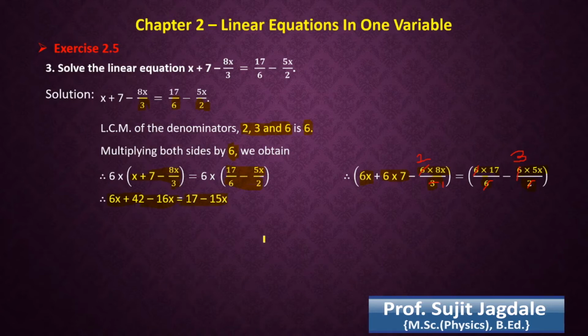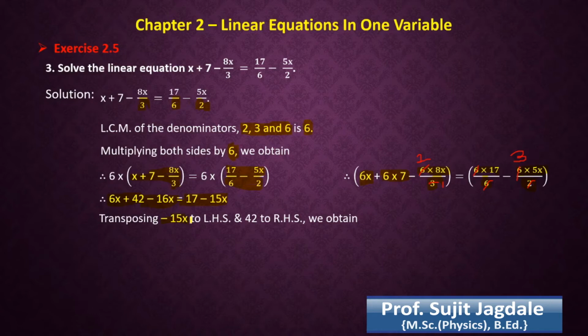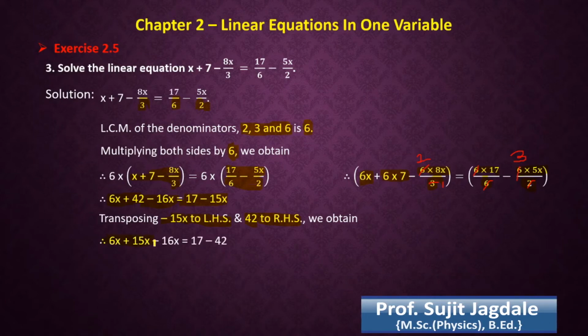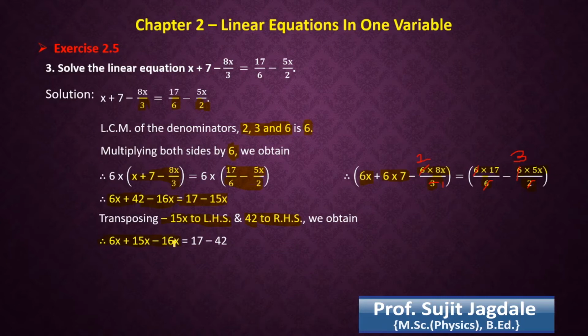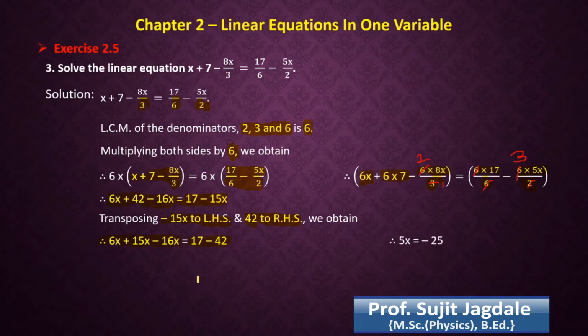Now we are going to use the transposing method. That means we have to bring all the variables on the single side and all the numericals on the right hand side. So transposing minus 15x to LHS and 42 to RHS. We are going to get it like this: 6x plus 15x, because it is becoming plus after changing the position, and this minus 16x is going to remain as it is, which is equals to 17, and 42 is positive, so it is becoming negative. We are familiar with these steps. So the last equation will be like this: 5x is equals to minus 25.